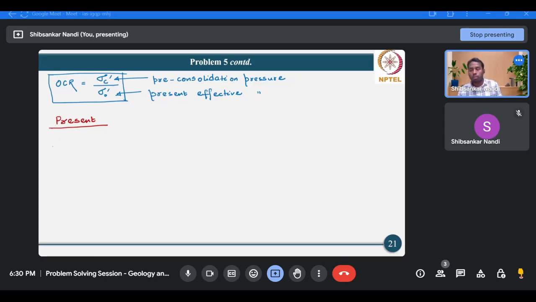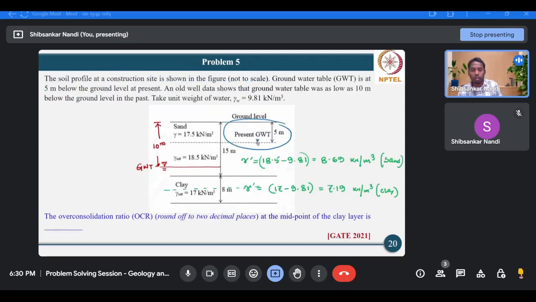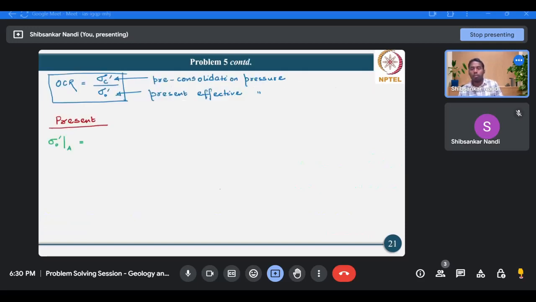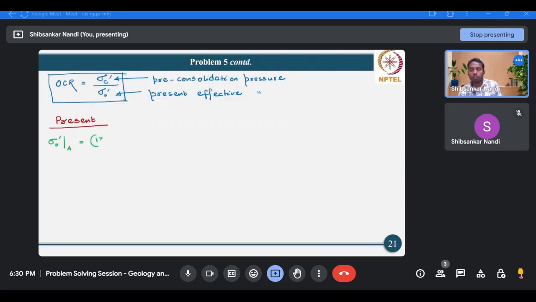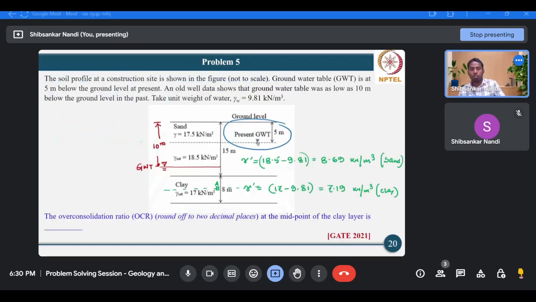So for the present scenario, the sigma 0 prime at point A, suppose we have chosen a point here, this is A. So this would be first the sand portion above the water table, that is 17.5 into 5, plus the below water table portion, that is 8.69 into 15 minus 5. Okay, so the total thickness is 15.